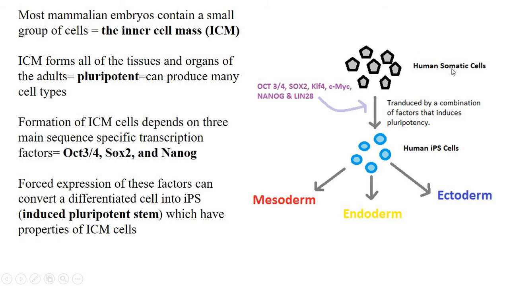What this figure shows is somatic cells. That means these are differentiated cells. If you take these differentiated cells and transduce them with a combination of factors, these transcription factors, you increase the expression of these transcription factors. In differentiated cells, these specific transcription factors will not be active. These will not be expressed. These will not be working. But if you induce these cells with these, then these will become pluripotent cells, or induced pluripotent cells. These induced pluripotent cells can give rise to all three different layers of the embryo: mesoderm, endoderm, and ectoderm. And all these cells, ectoderm cell, endoderm cell, mesoderm cell, will give rise to different tissue types, different organ types.